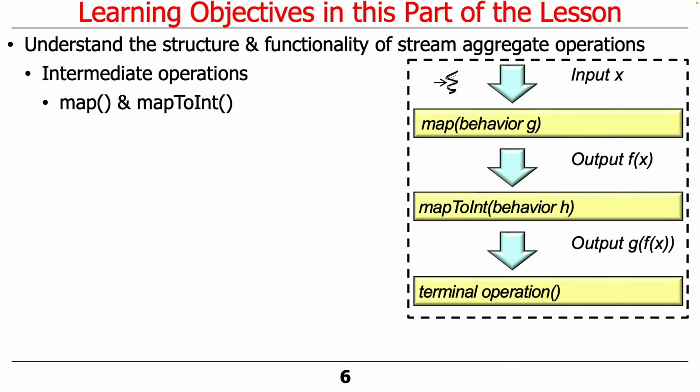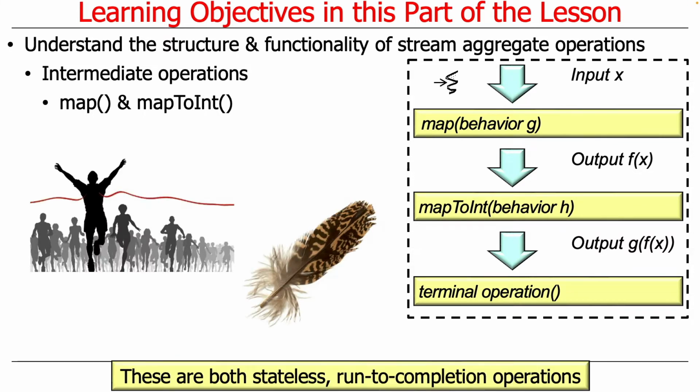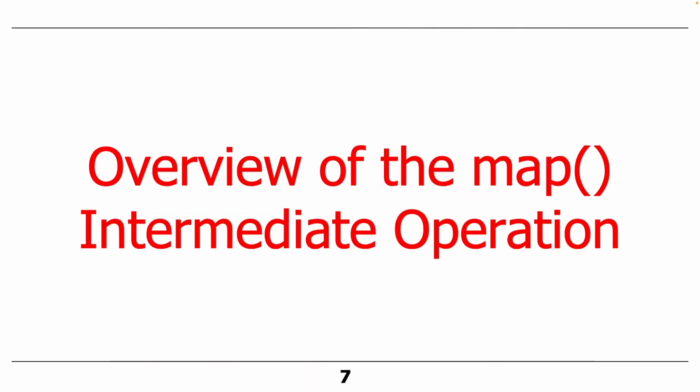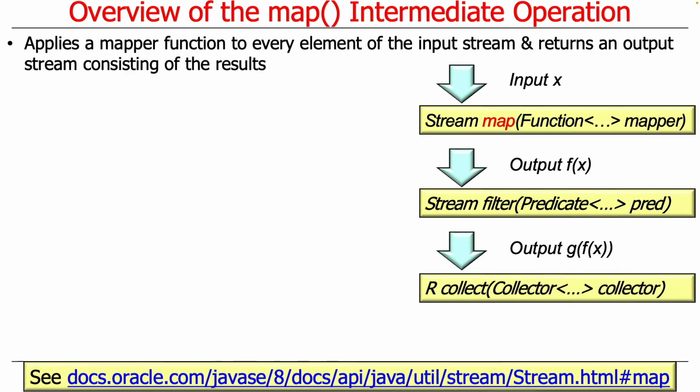So let's start by talking about map and mapToInt, which should be familiar to you because those are two operations in your programming assignment. These are both stateless run-to-completion operations. What map does is it applies a mapper function that takes every element in the input stream and applies the mapper, and returns an output stream consisting of the mapped results.